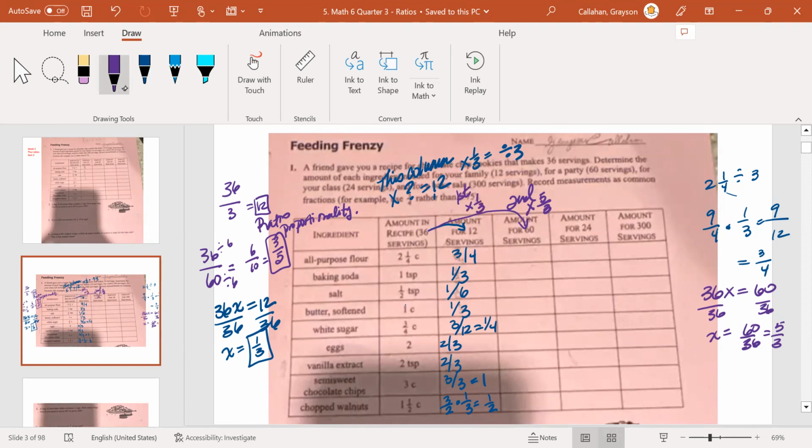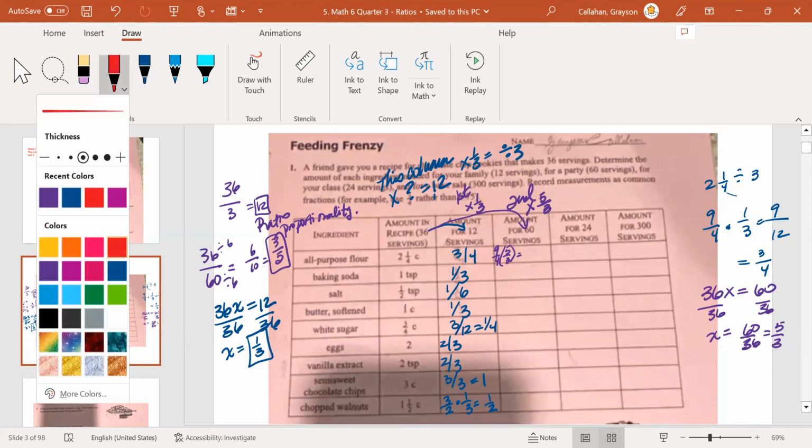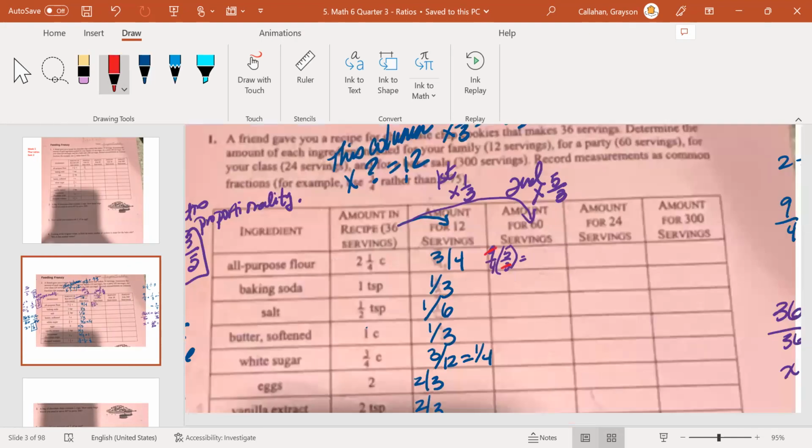Okay, so then let's fill this out. 2 1/4 is the same thing as 9/4 times 5/3. Here you can actually cancel a few things out. Keep in mind that the 3 and the 9 become a 1 and a 3. So that's 15/4. That's your answer, okay?